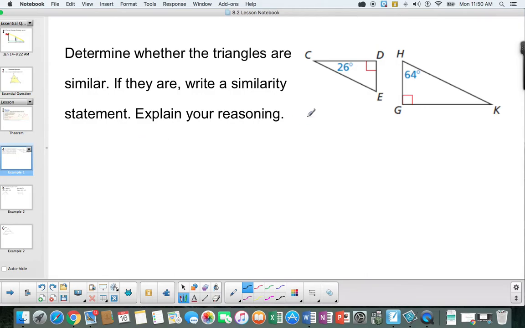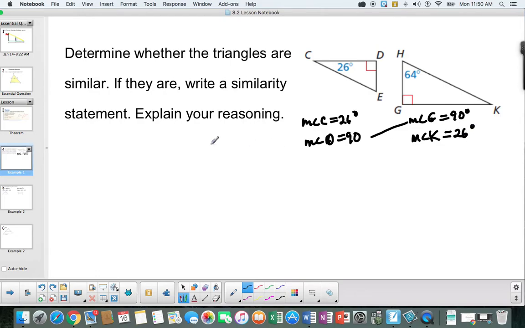Okay, so for the first triangle, I see that the measure of angle C is 26 degrees, and I see that the measure of angle D is equal to 90. Looking at the other triangle, I see that the measure of angle G is equal to 90 degrees. So already I have a pair, and I am going to try to figure out the measure of angle K by subtracting from 180, and I get 26 degrees. So I see two pairs of angles. I see a pair of angles here, and I see another pair of angles here. So I know that, yes, they are similar by angle-angle similarity.